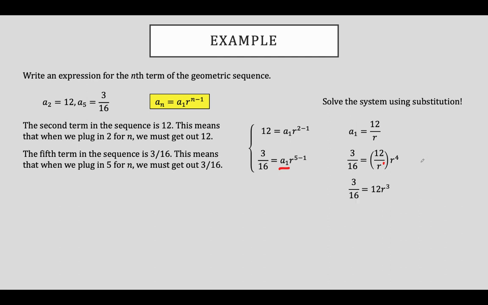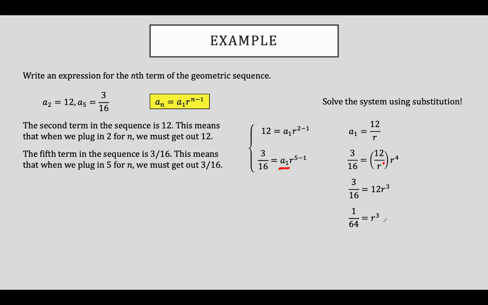the third power. In other words, 3 over 16 is equal to 12r cubed. So our next step in solving for r, isolating r, is to divide both sides of the equation by 12. Undo this multiplication. Dividing both sides by 12 gives us 1 over 64 is equal to r cubed.